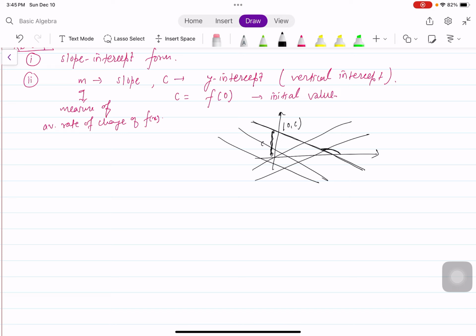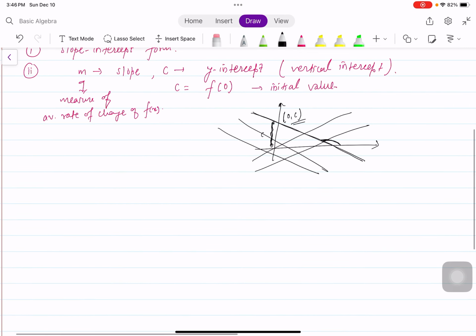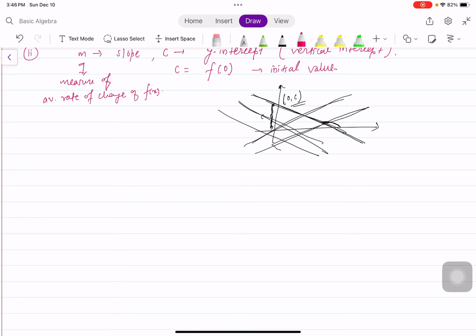So in point form, the y-intercept is written in this form also. Now you saw different lines going this way or this way, right? So how do we know what the slope of the line is? If m, the slope, is positive, your lines are always in this form.